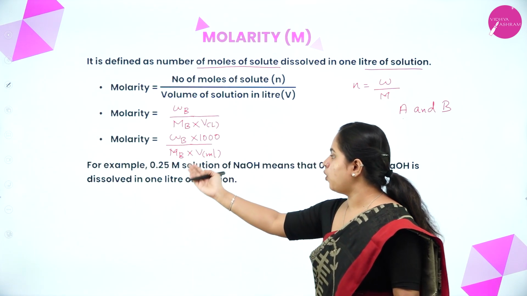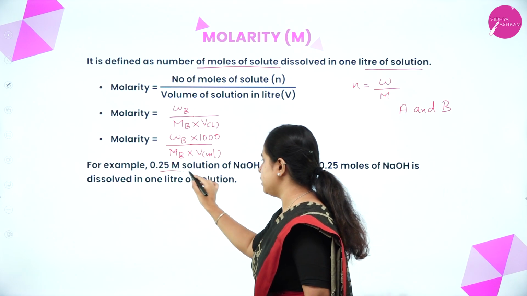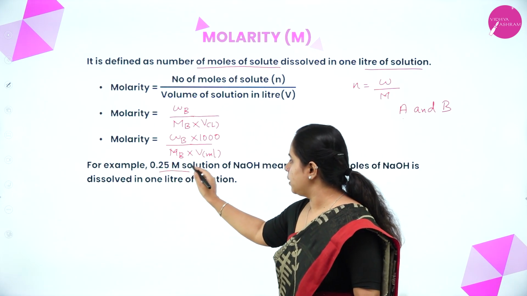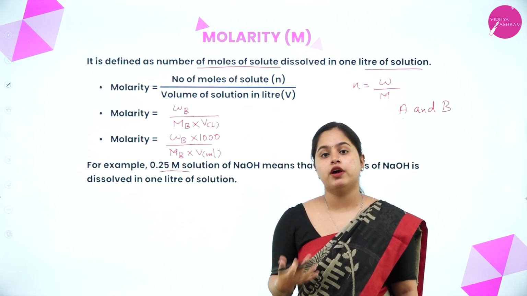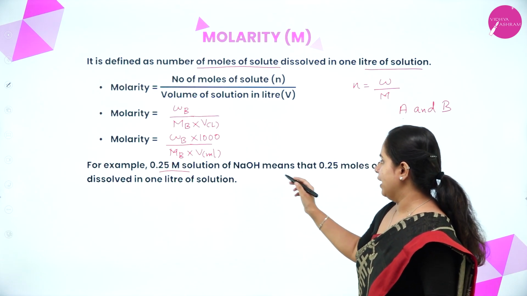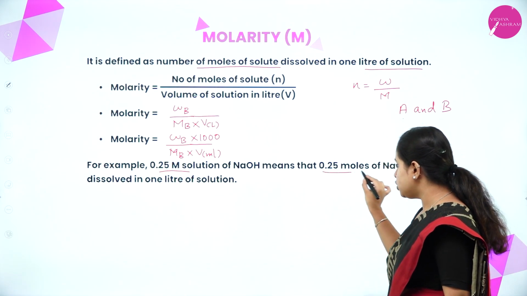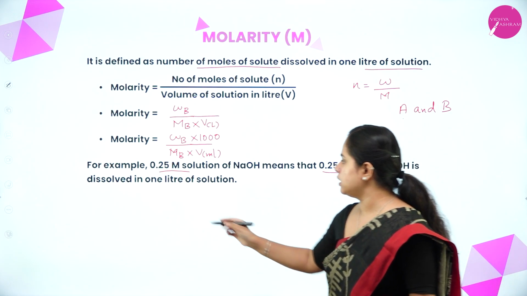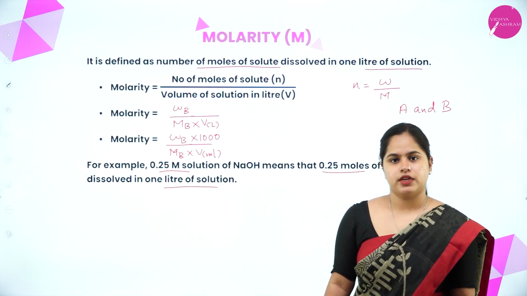So for example, 0.25 molar solution. How do you spell it? M represents molarity. That is, 0.25 molar solution of NaOH means that 0.25 moles of NaOH is present in 1 liter of solution. Clear?